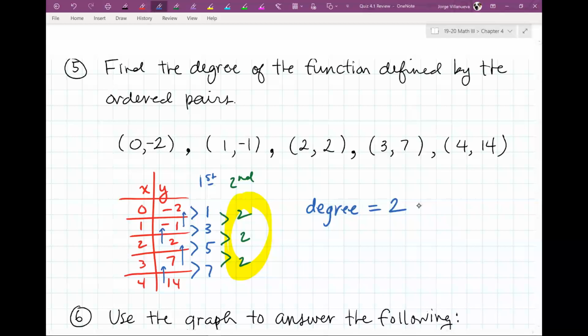Do we have to remember the linear, quadratic, and cubic? Well, you do have to know that linear is first power, but I don't think they're going to ask you to name it, or else I would have written it there. But yes, linear is first power, quadratic is second, cubic is third, quartic is fourth, etc.